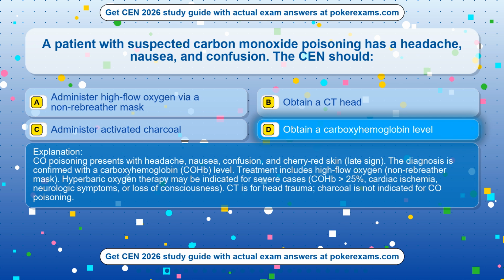CO poisoning presents with headache, nausea, confusion, and cherry red skin, a late sign. The diagnosis is confirmed with a carboxyhemoglobin, COHb, level. Treatment includes high-flow oxygen via non-rebreather mask. Hyperbaric oxygen therapy may be indicated for severe cases: COHb over 25%, cardiac ischemia, neurologic symptoms, or loss of consciousness. CT is for head trauma; charcoal is not indicated for CO poisoning.